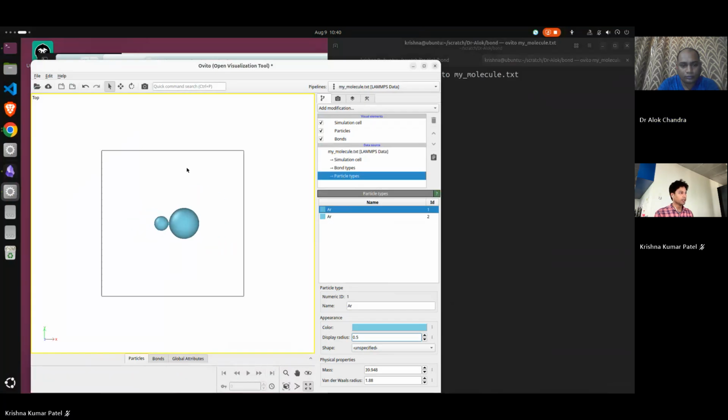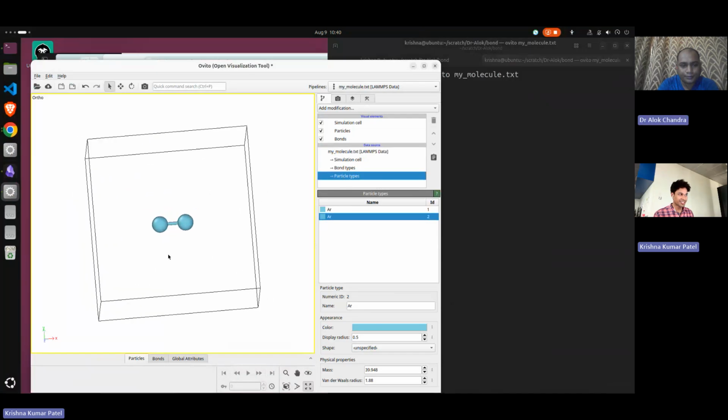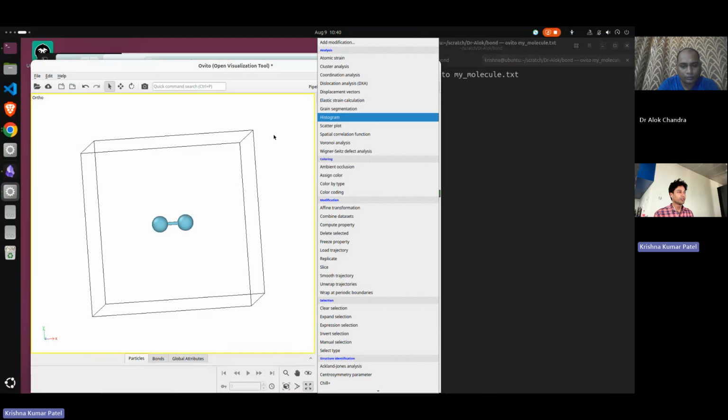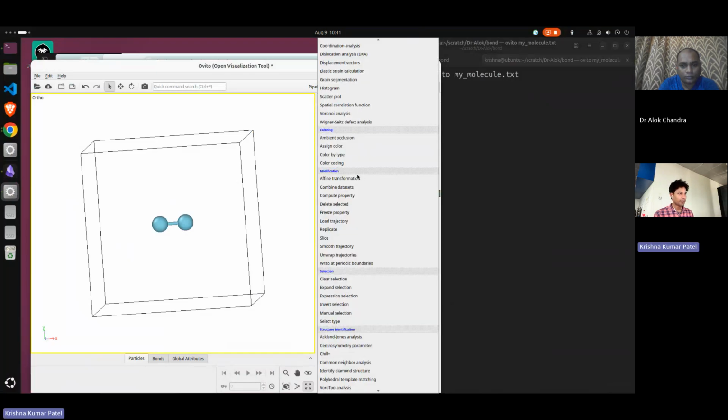You can see the box dimensional boundaries also. Now I'm going to take the second argon and also change that to 0.5 so that you can see the bonds that exist in your data structure file. And then I'm going to go to add modifications at the top right corner here. Add modifications, and then there is load trajectory. See that? Load trajectory.